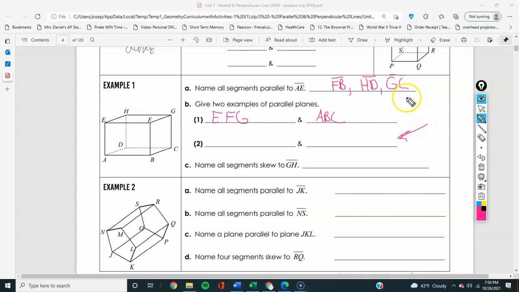Letter C. Let's name 2 segments skew to GH. So GH is right here. FE doesn't work, AB doesn't work, and DC doesn't work because they all go the same direction. So skew to GH, HD touches it, GC touches it.